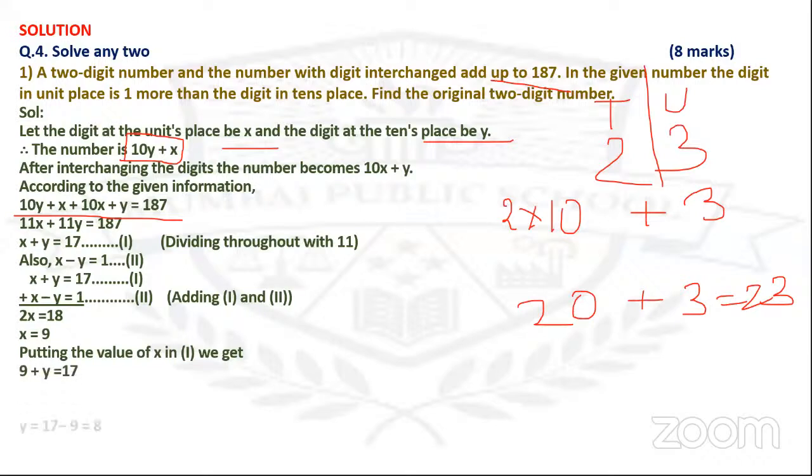Putting that value of x in equation 1, you'll get the value of y. What is the value of y? y is 17 minus 9, which is 8. So the number 10y plus x is 10 into 8 plus 9. What is the number? The number is 89. Understand? When you look at the question, it's difficult, but once you start framing the equation step by step, it's very simple.